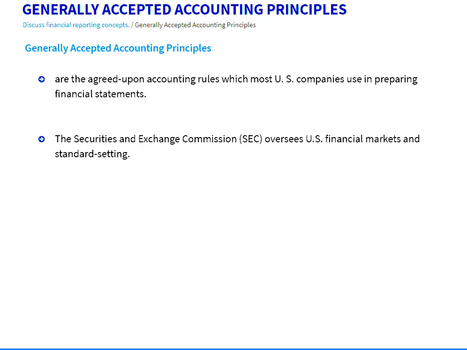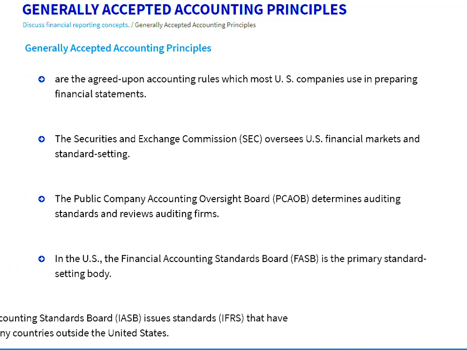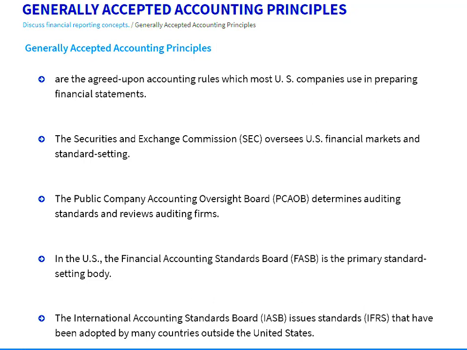The basic objective for financial reporting is to provide information useful for decision-making. Generally accepted accounting principles are the agreed-upon accounting rules which most U.S. companies use in preparing financial statements. In order to be useful, financial information should possess the following qualitative characteristics: relevance, reliability, comparability, and consistency.